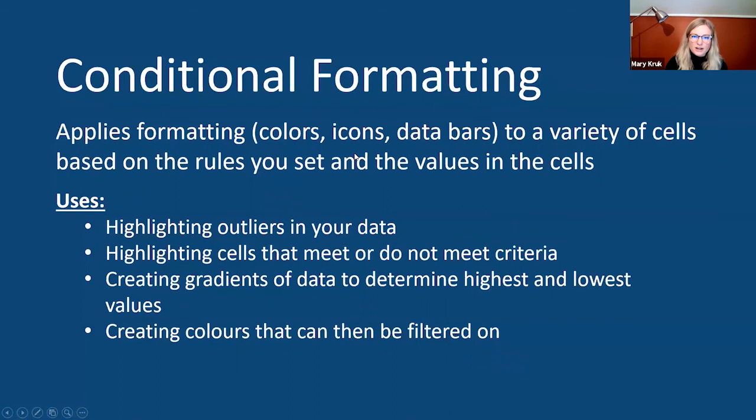The next topic we want to cover is conditional formatting. So conditional formatting just means that it applies formatting to cells that you highlight based on rules you set and whatever values are in the cells. So you can highlight your cells different colors to highlight outliers in your data or cells that don't meet a certain criteria. You can create gradients of colors to look at highest to lowest in a certain water quality parameter. And then once you have conditional formatting set with different colors, you can actually filter your columns based on color. So I can show you that as well.